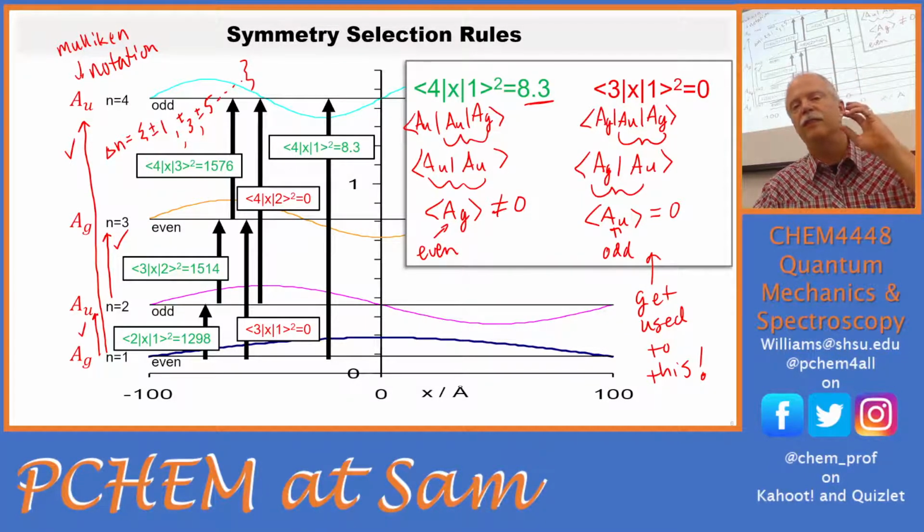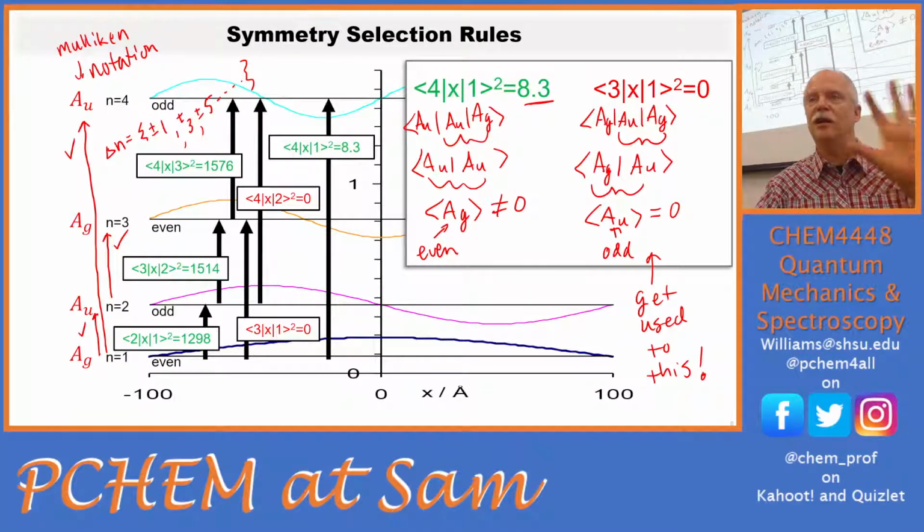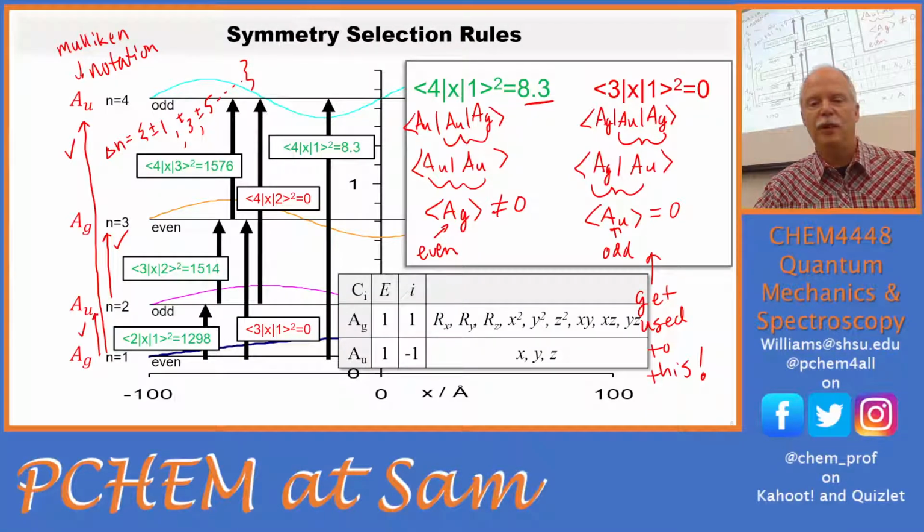In using the Mulliken notation, we have to know the character table. And to get the character table, we have to know the point group. So we're going to expand on the character table more next time, but I just wanted to show you sort of the point.